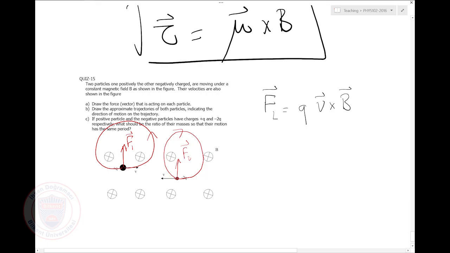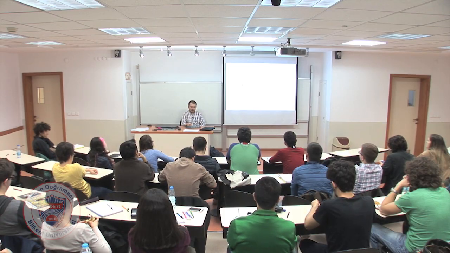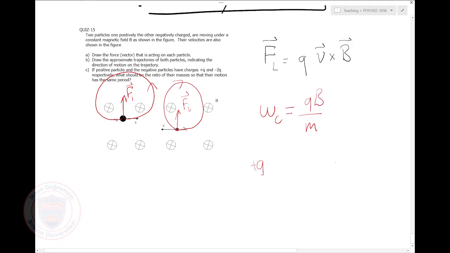Let's answer part C. The positive particle and negative particles have charge plus Q and minus 2Q respectively. What should be the ratio of their masses so that their motion has the same period? Now, I have already derived the cyclotron frequency. I remember it. You can derive it. It is QB over M, right? So to have the same period, what should I have? If the first particle has charge plus Q, the other has charge minus 2Q.